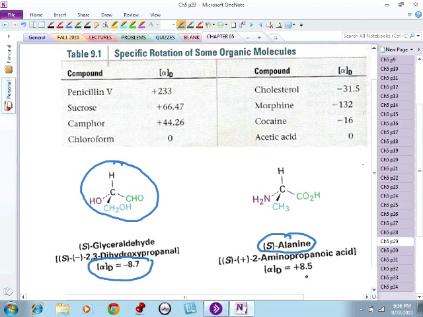Now, I do want to let you know that there is no relationship between the specific rotation and absolute configuration. For example, take a look at this here. The absolute configuration of this carbon here is S, and still you have a specific rotation of minus 8.7. Similarly, you have an absolute configuration of S in this molecule here. The specific rotation is plus 8.5. So there is no relationship between the specific rotation and the absolute configuration. Yes.